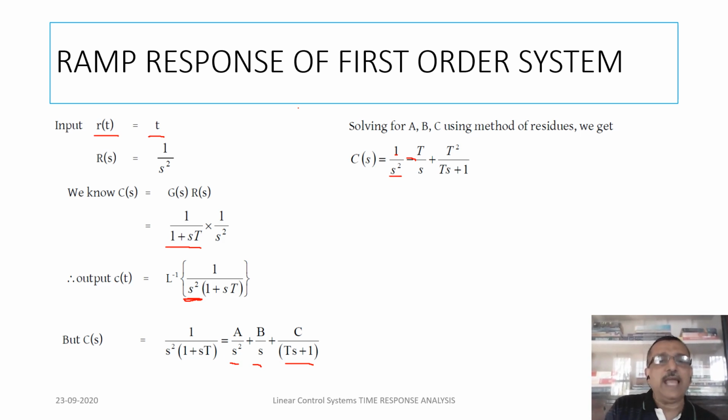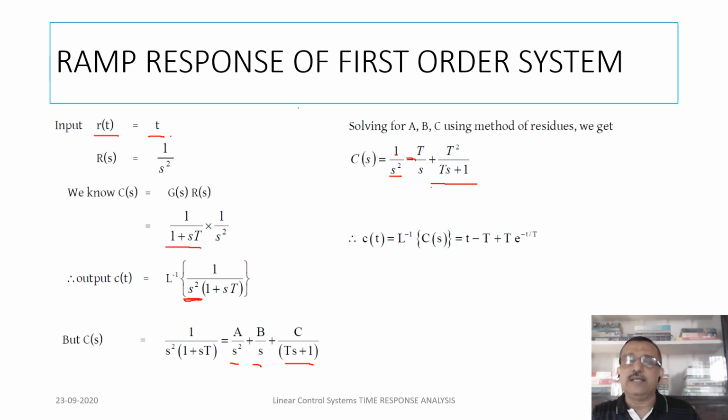The inverse Laplace transform of t is 1 by s square. Therefore, the inverse of 1 by s square is t, and the inverse of minus T by s is minus T. And for the last term, you should write it in the form s plus 1 by T. So it is small t minus capital T, where capital T is a constant, the time constant. By this time you know about it. This is the inverse of the third term.